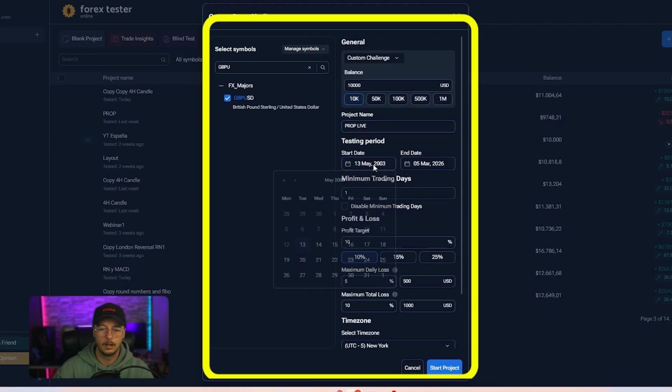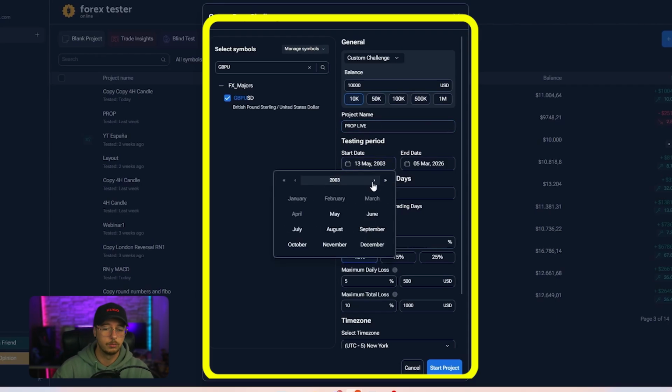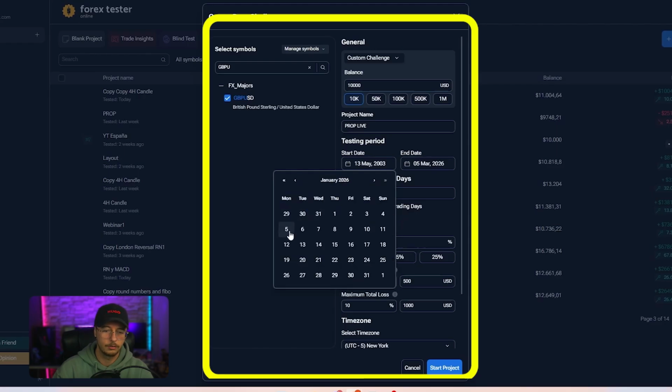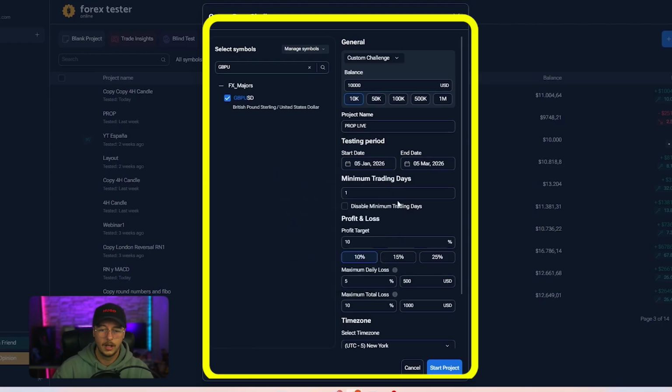And then here on our starting date, the first backtest was made in January of 2025. So basically now we're going to go to the next year directly and go to January of 2026. So Monday, 5th of January, and leave it like that.